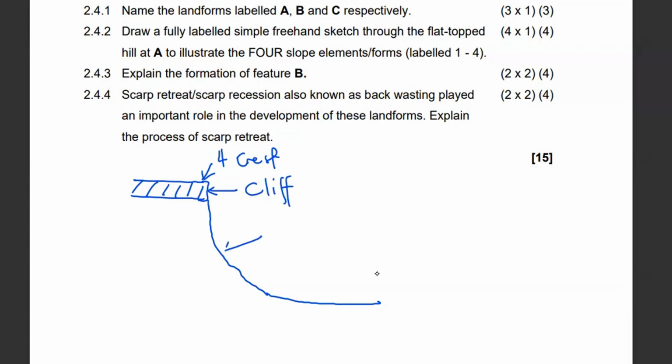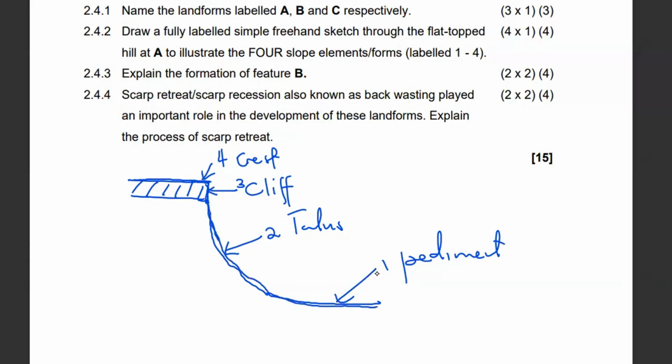And our number 3 is pointing somewhere here, which is the cliff. Our number 2 is somewhere there, which is our talus slope. Then our number 1, which is our pediment. So basically, we're supposed to draw something with this shape. It must have a high point, and then from there, an almost vertical slope. Then the slope angle must decline gradually going down and must be flat as we go to the bottom of the slope. Those are the slope elements that are required there.